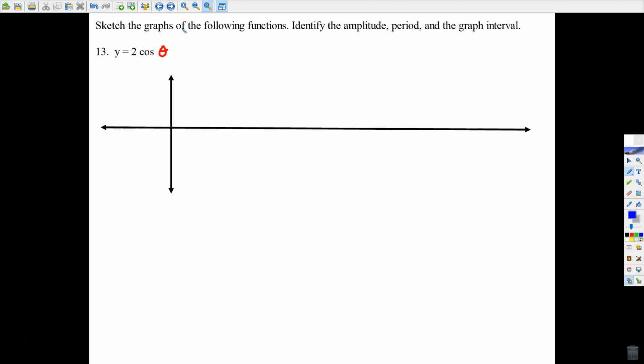Okay, let's do a couple of graphs. We need to identify amplitude. Based on what we just saw in the previous problem, the amplitude would be 2. That means it's going to extend to 2 positive going up the y-axis and 2 negative going down. Now let's do the period. We just saw how that works. It's 360 degrees divided by whatever is in front of theta, and it's understood to be 1 in this case. So the period is 360 degrees.